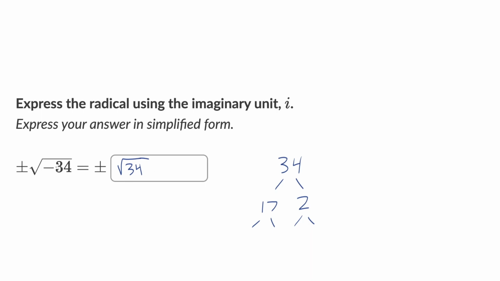And we're just going to multiply by i because there's a negative here, okay? And there we go, that is the answer. Plus or minus the square root of 34 times i.